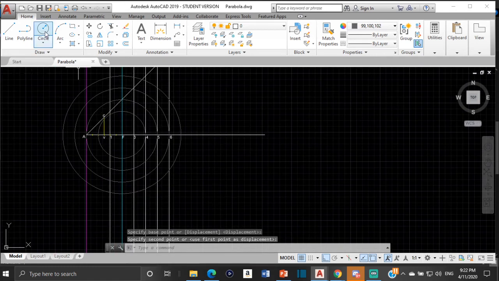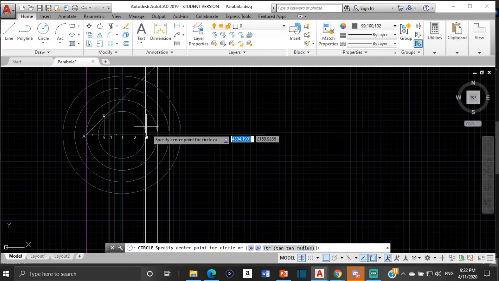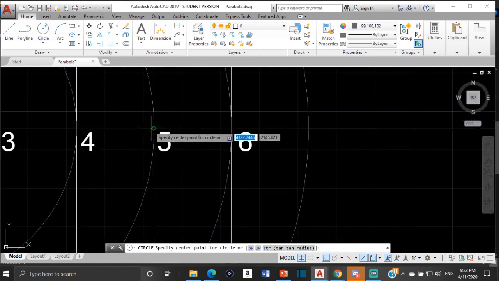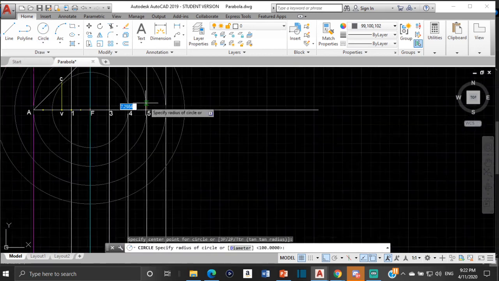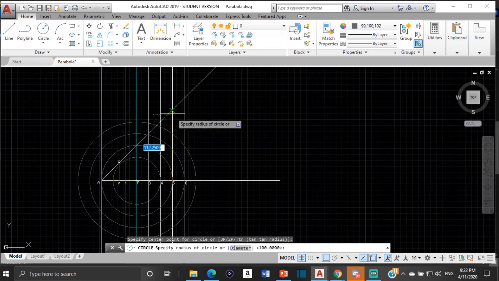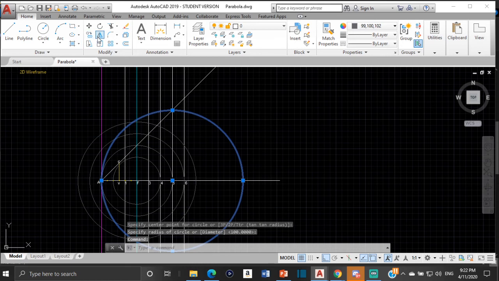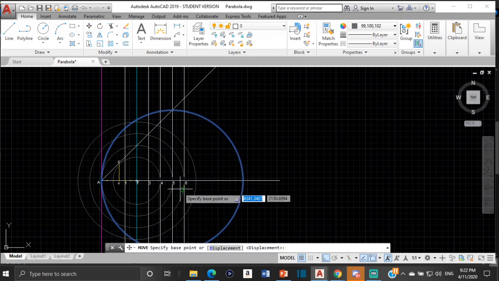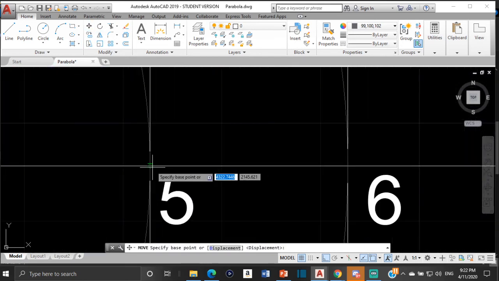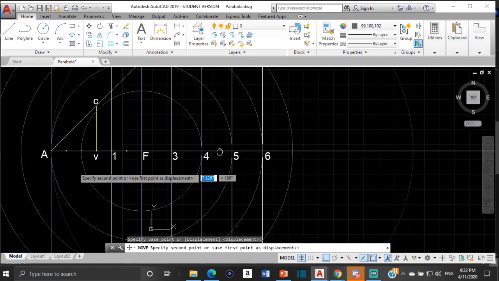All right, good. Then I'm going to select the next circle from 5. I'm going to move that circle up here to where 5 meets the diagonal line. Then I'm going to click on the circle, select move, and move the circle from 5 and bring it to F.